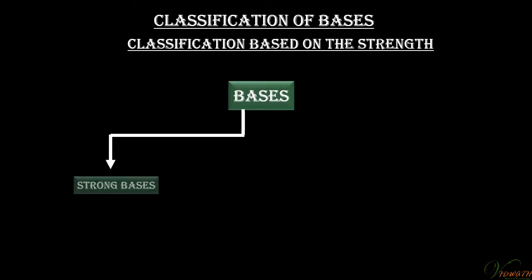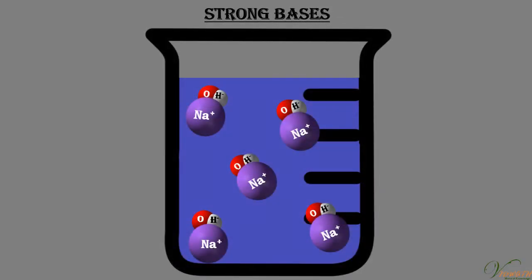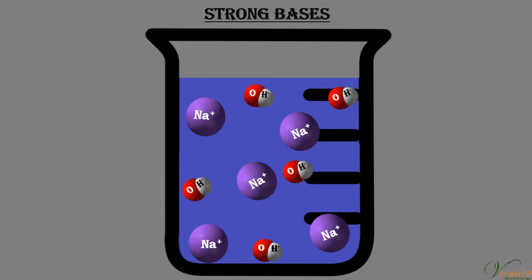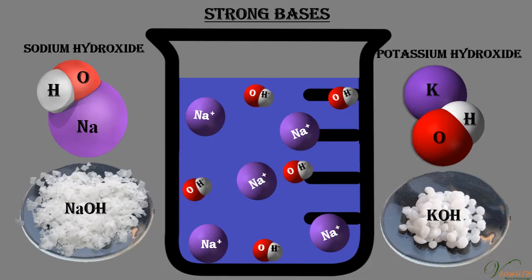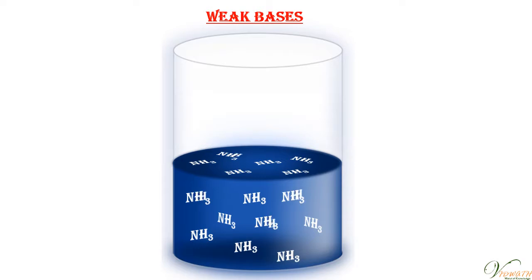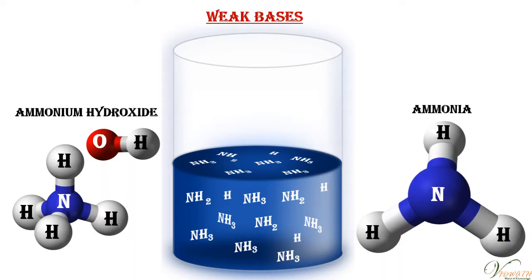Classification of bases. Classification based on the strength. Based on the extent of ionization, bases are classified into strong bases and weak bases. Strong bases: the bases which undergo complete ionization in aqueous solution are called strong bases. Example, sodium hydroxide, potassium hydroxide, etc. Weak bases: the bases which undergo partial ionization in aqueous solution are called weak bases. Example, ammonium hydroxide, ammonia, etc.